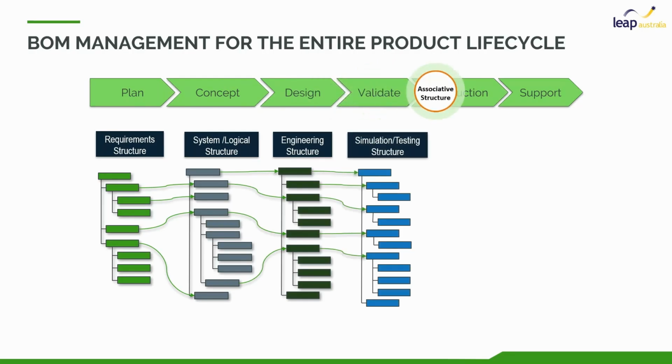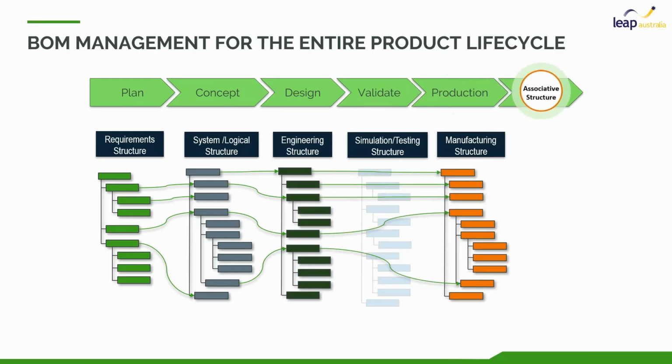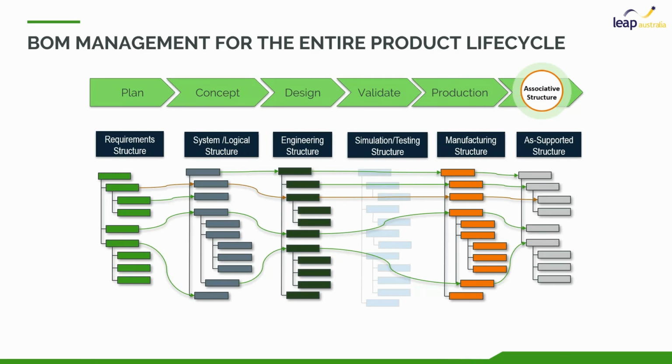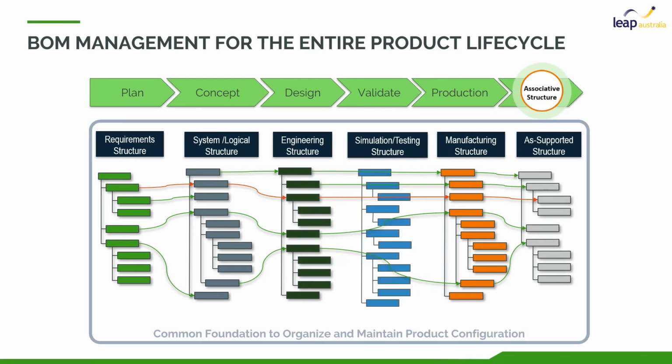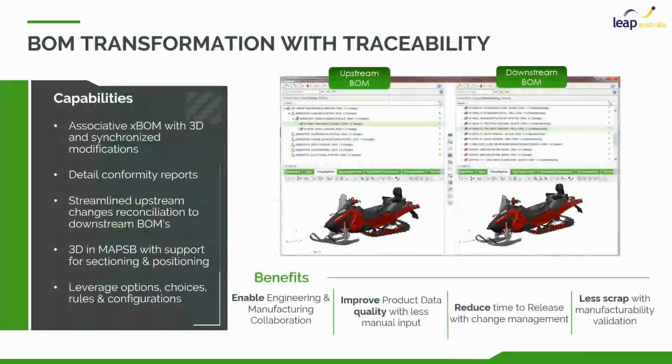That structure can change over time as we evolve the design from initial requirements, maybe a system or logical structure. We get into detailed engineering and simulation validation, into manufacturing and into support. So the idea is we maintain that part throughout the whole BOM, through the whole structure. It's associative. We can trace through that, and we can evolve that over the life cycle. So how we do that is through BOM transformation.